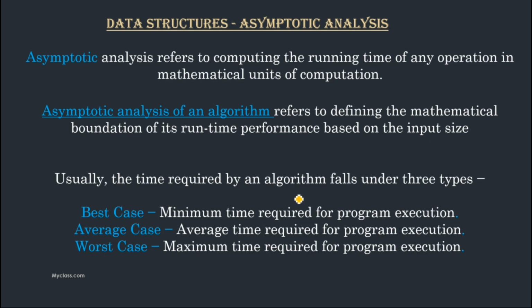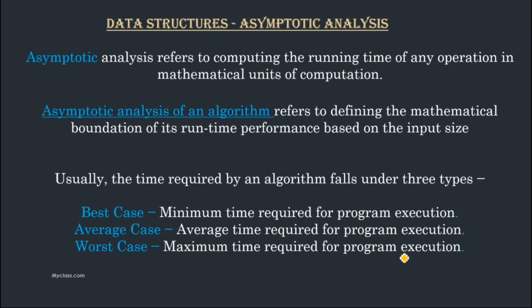Usually, the time required by an algorithm falls under three types. What are they? Best case, average case and worst case. Best case, as the name itself says, is the minimum time required for program execution. Very small time, the minimum time that is required for the program to complete the execution and get the desired output. Worst case means the opposite. That means the maximum time, how badly it will perform. The maximum time required for program execution.